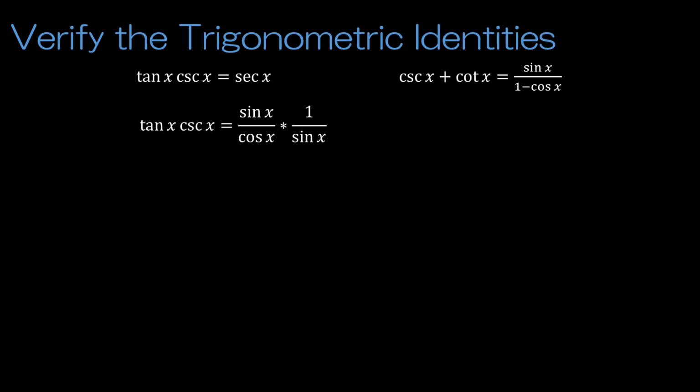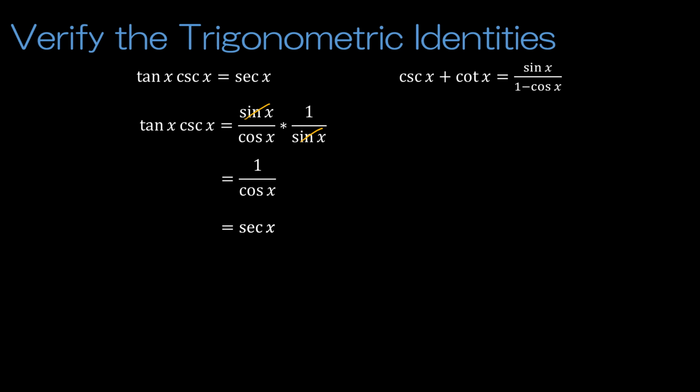For the first one, I decided to start with tangent of x times cosecant of x, and I rewrote tangent of x as sine x divided by cosine of x, and cosecant of x as 1 divided by sine of x. I did that because I knew I would then be able to divide. So now I have 1 divided by cosine of x, and we all know that 1 divided by cosine of x is in fact secant of x.